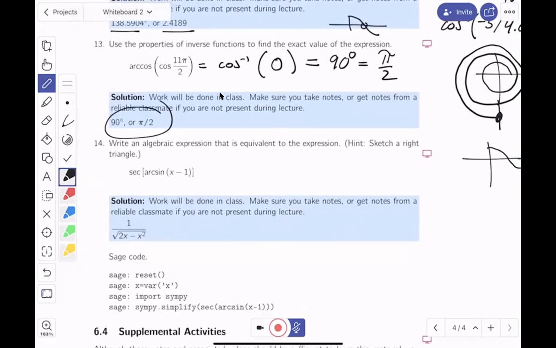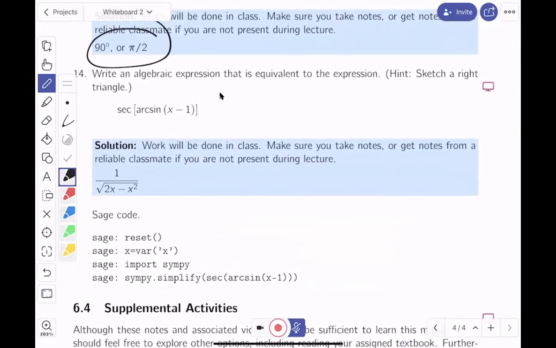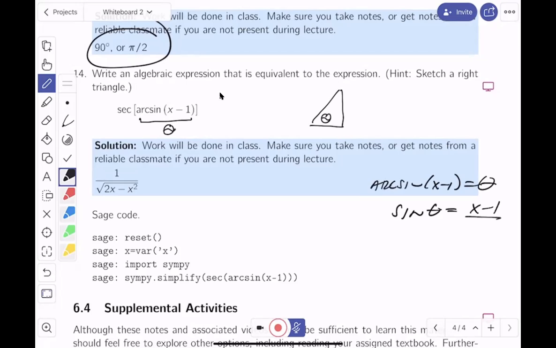All right, let's go to number 14. And this has to do with a picture. It says the expression is equivalent to the expression, hint, right triangles. I want to point out that this represents some angle. I'm going to call it theta. They said use a right triangle to do that. All I know is if the arc sine of x minus 1 equals theta, then I know the sine of theta is equal to x minus 1 over 1. That's the ratio.